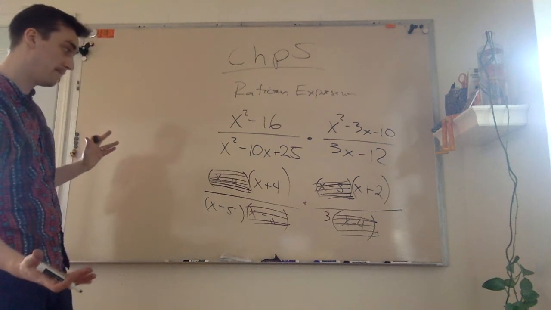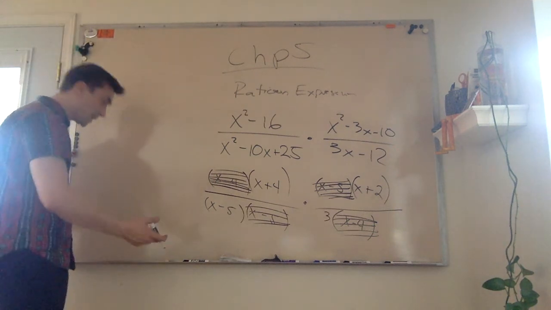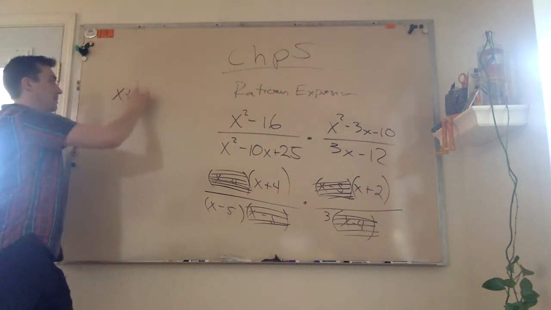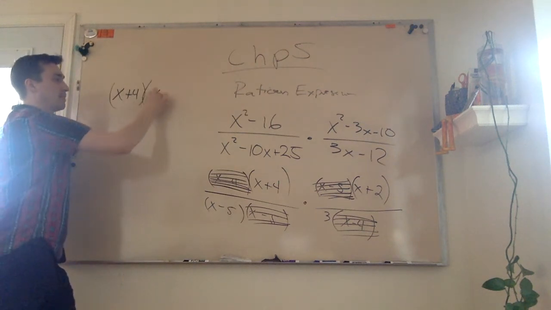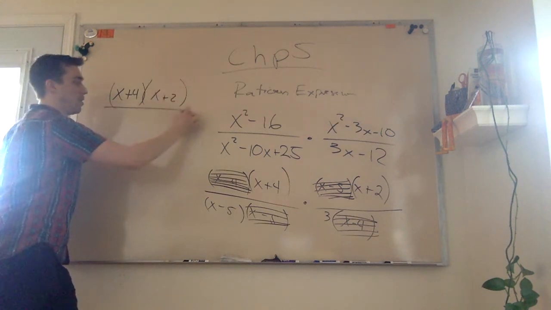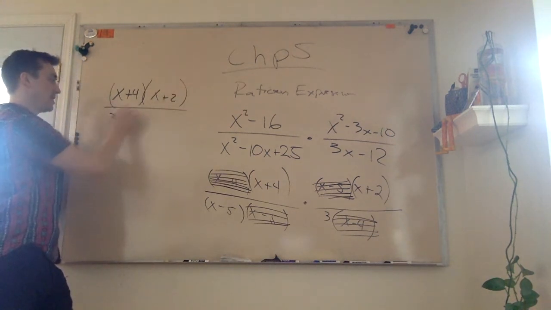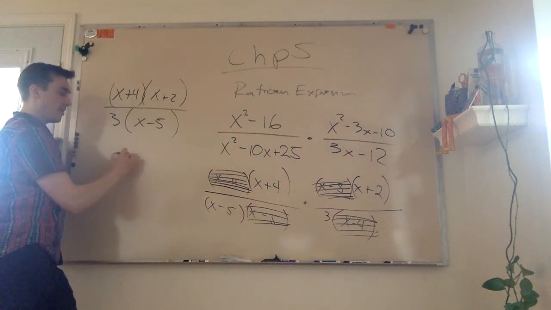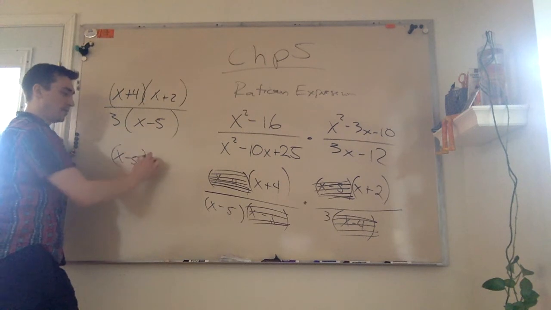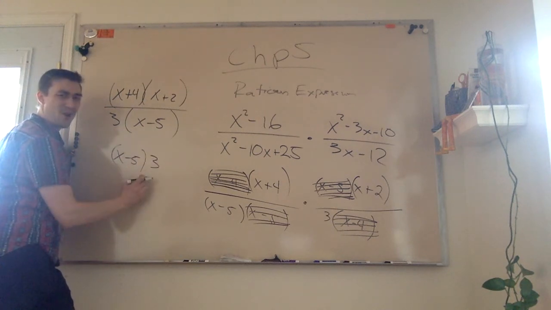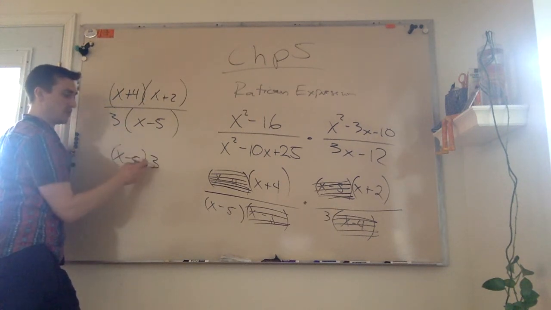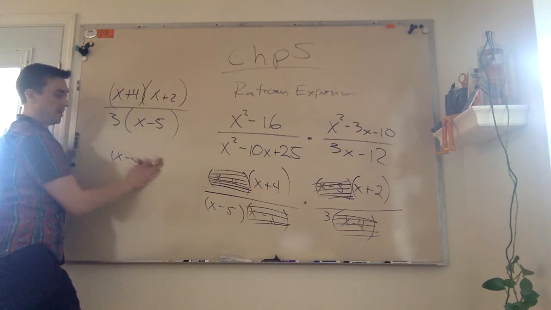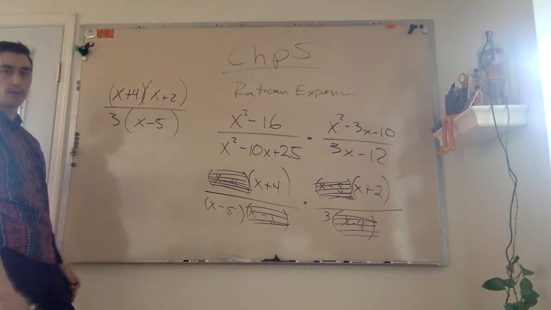I think that's it. All that's left on the top, let me pull it up over here, is an x plus 4 multiplied by x plus 2. All that's left on the bottom is a 3 x minus 5, which I would write like this, right? Rather than x minus 5 times 3. Not that that's wrong. It's just, usually when there's a number multiplied by a binomial, you put the binomial on the left-hand side. So I would write it like this if I were you.